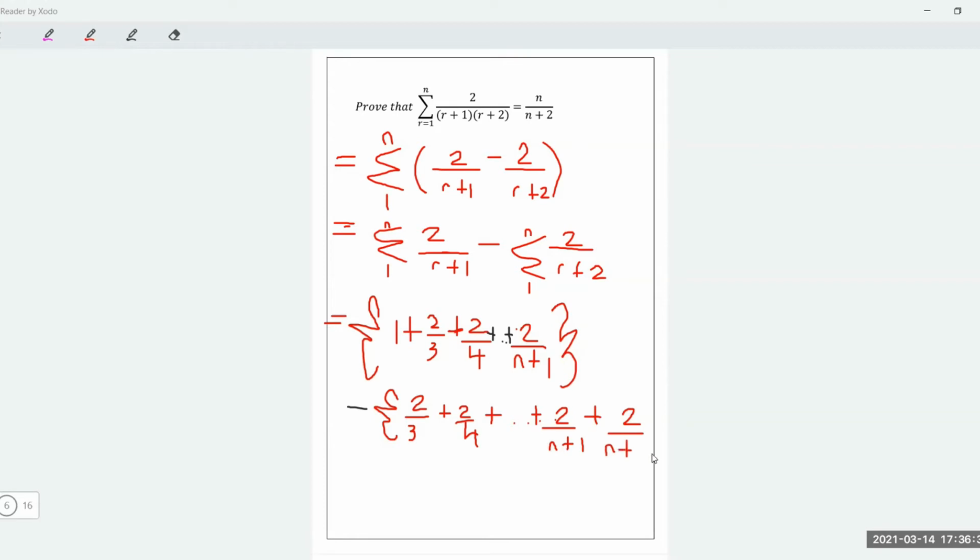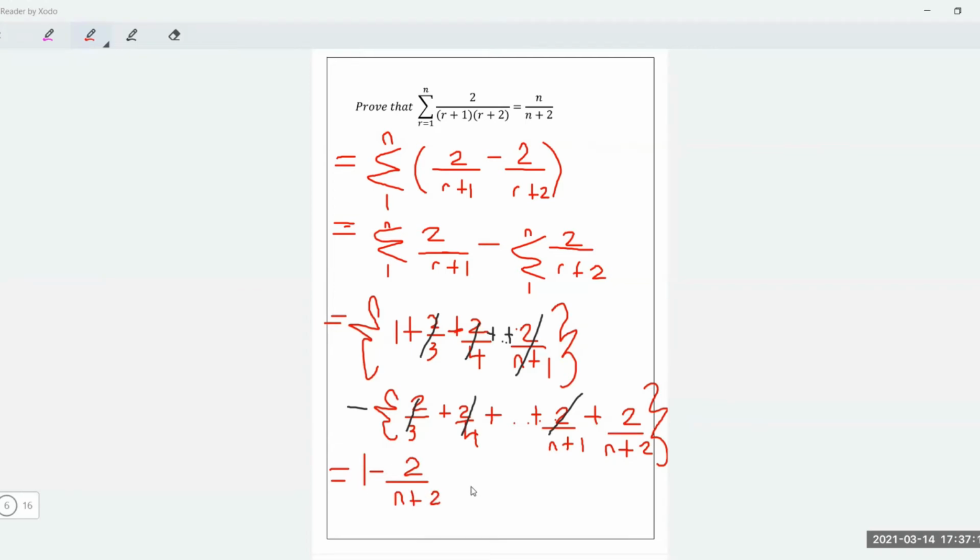So now, of course, we can do our subtraction. And what we're going to get is this 2 over 3 cancels this 2 over 3. This 2 over 4 cancels this 2 over 4. And then this 2 over n plus 1 cancels this 2 over n plus 1. And so what we end up getting is that this works out to be 1 minus 2 over n plus 2. So that's what the final answer works out to be.